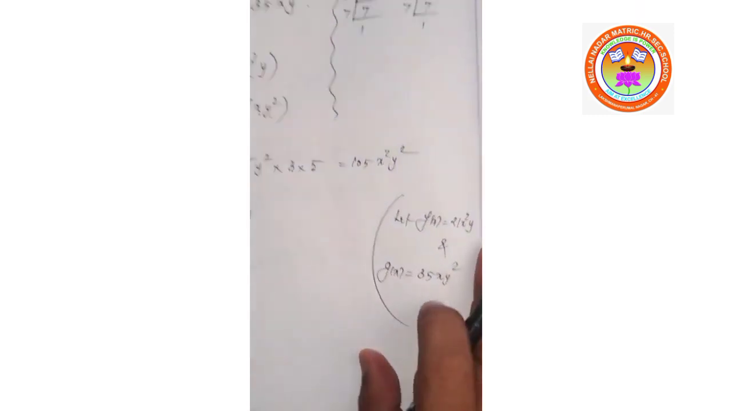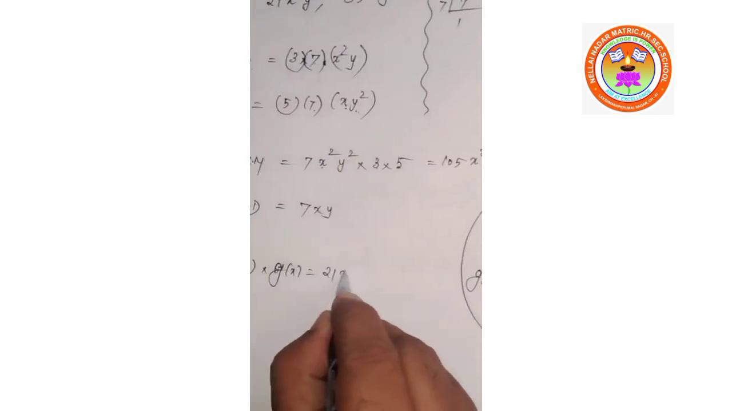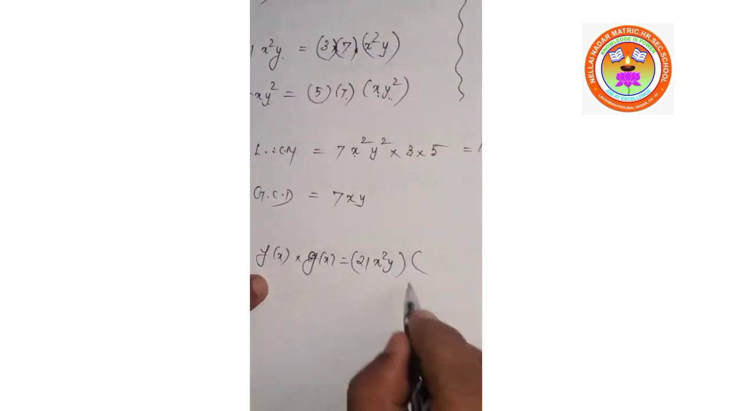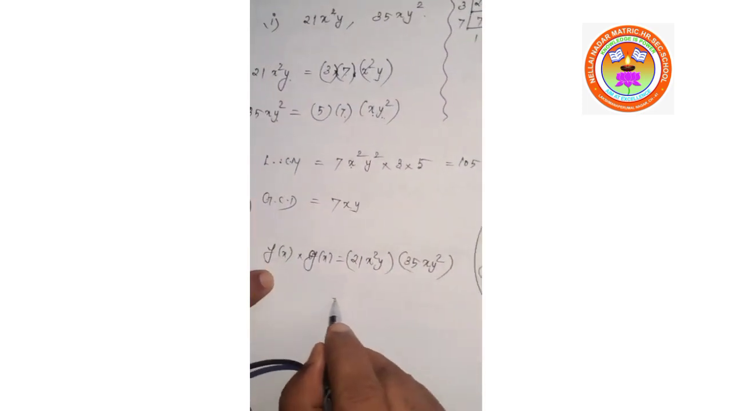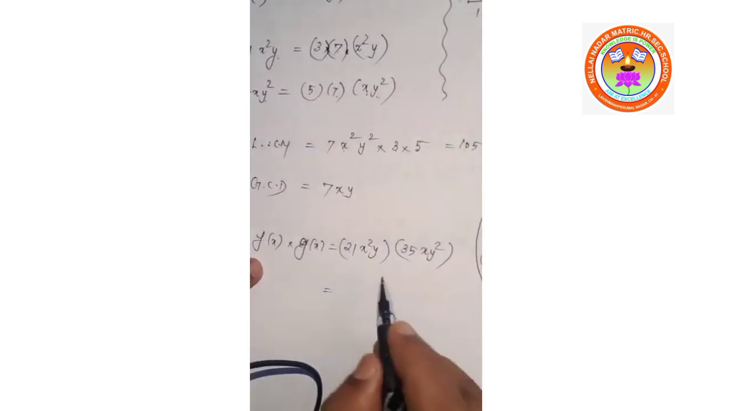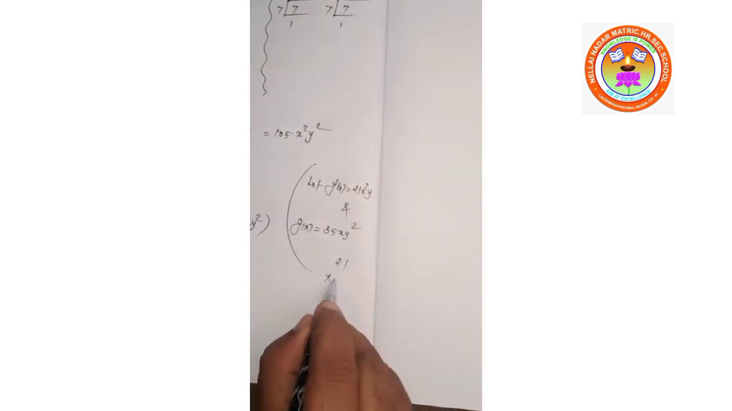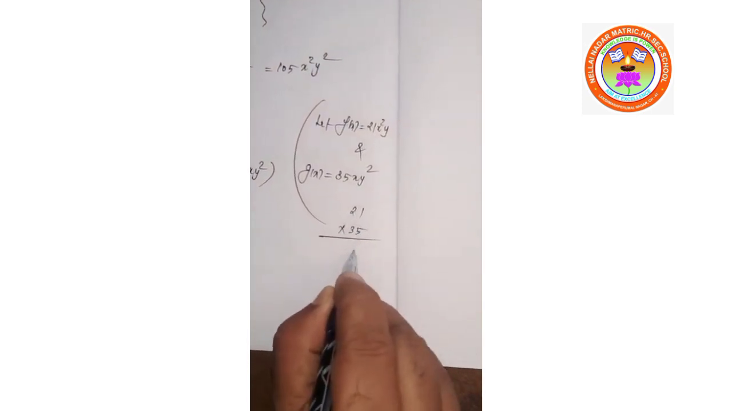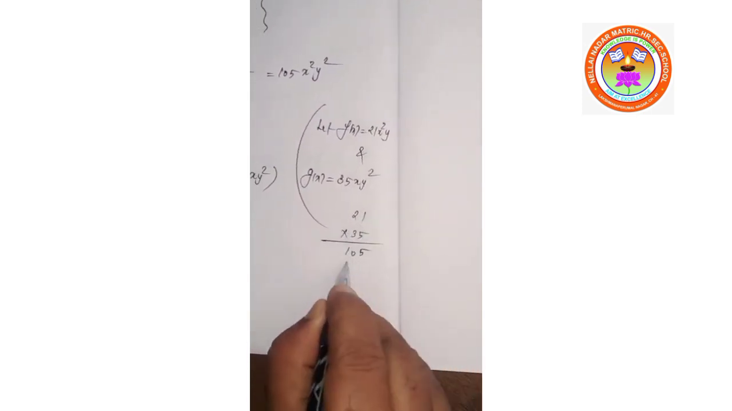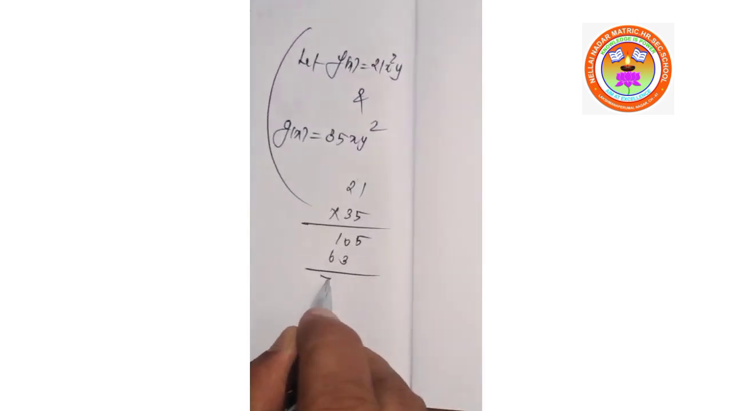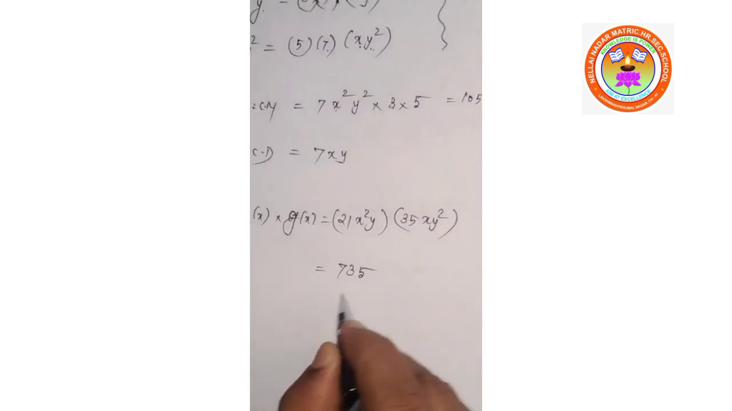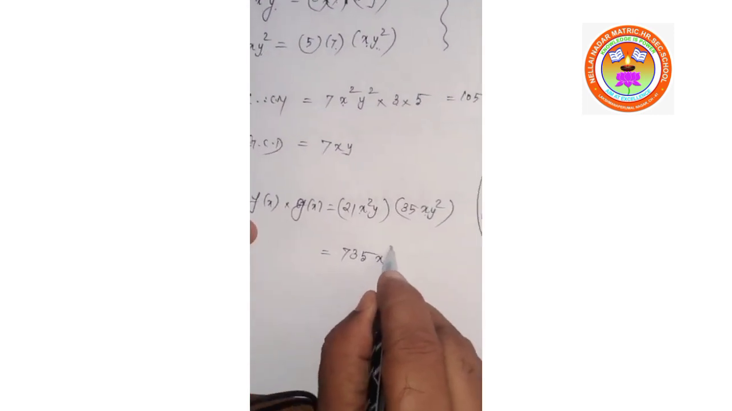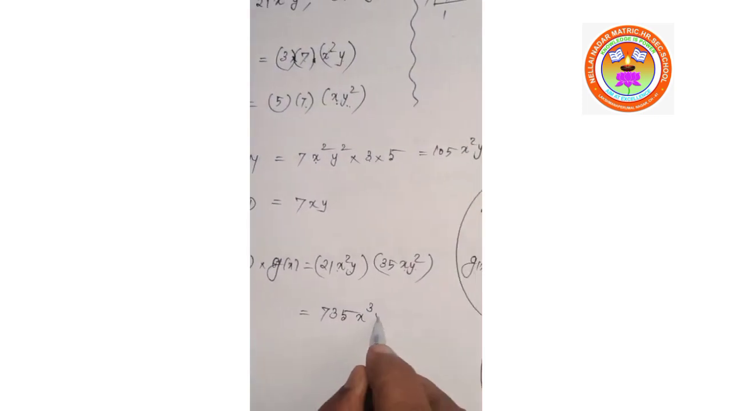Now we can take f of x into g of x. F of x, that is 21x squared y into g of x, 35xy squared, equals 21 into 35. I do here 21 into 35. You know multiplication, 5 ones are 5, 5 twos are 10, 3 ones are 3, 3 twos are 6, 735. X squared into x is x cube. Y into y squared equals y cube. LHS over. Let it be number 1.